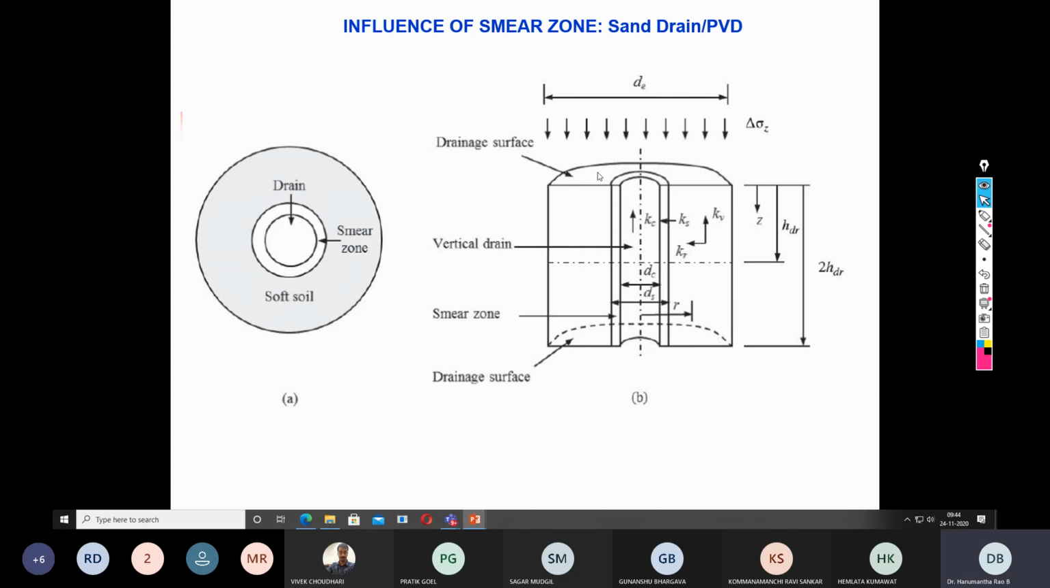Plan view and the same thing in cross section view. KC is the permeability of the sand in the drain. KS is the permeability of the soil which is in the disturbed or smear zone. KV and KR are the permeability of the native soft soil in the vertical and the radial direction. And DE is the zone of influence.